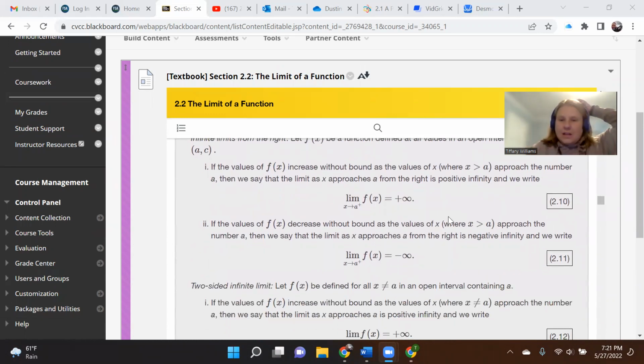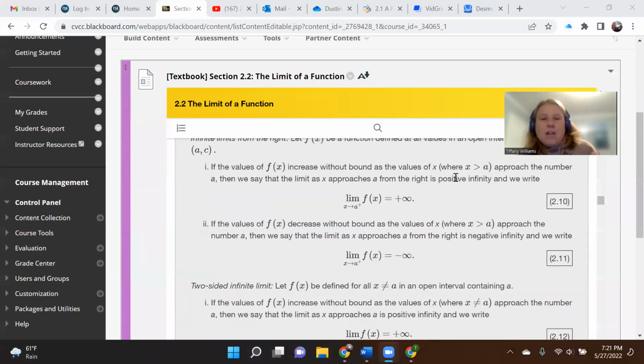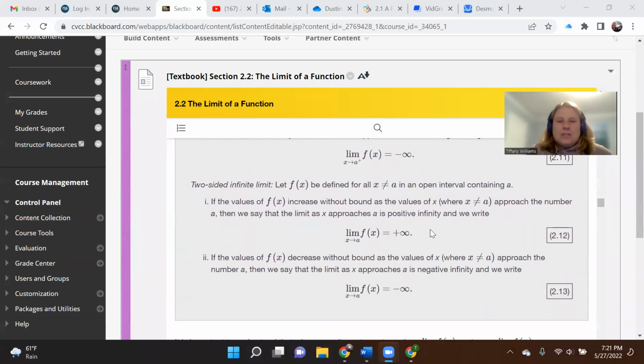Same thing, we can define it in terms of the right. If the limit as x approaches a from the right shoots up, that's going to be positive infinity. If we're approaching from the right and it shoots down, that's going to be negative infinity. Again, lots of mathematical terms here go into saying just that. And then for a two-sided limit, if both sides are increasing without bound, we write the limit as x approaches a of f of x is positive infinity. Same thing for negative infinity: if everything's approaching the same thing, we can say it's approaching negative infinity.